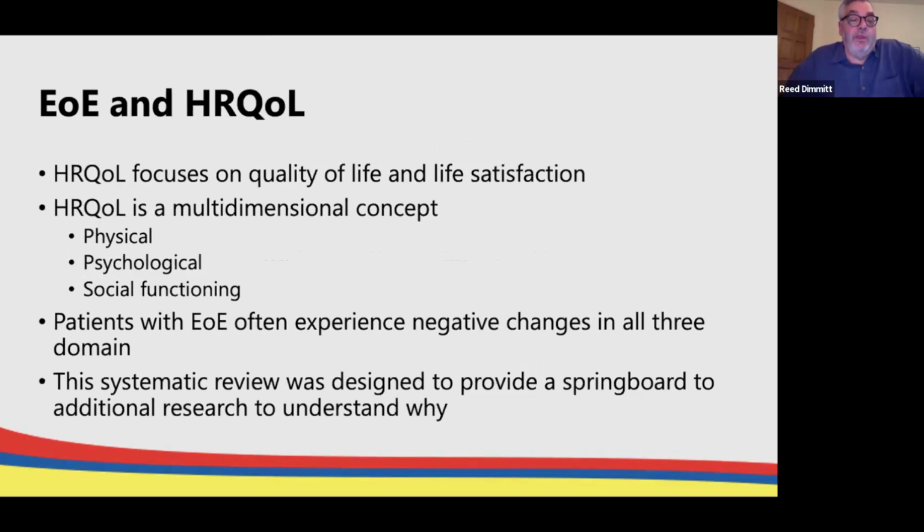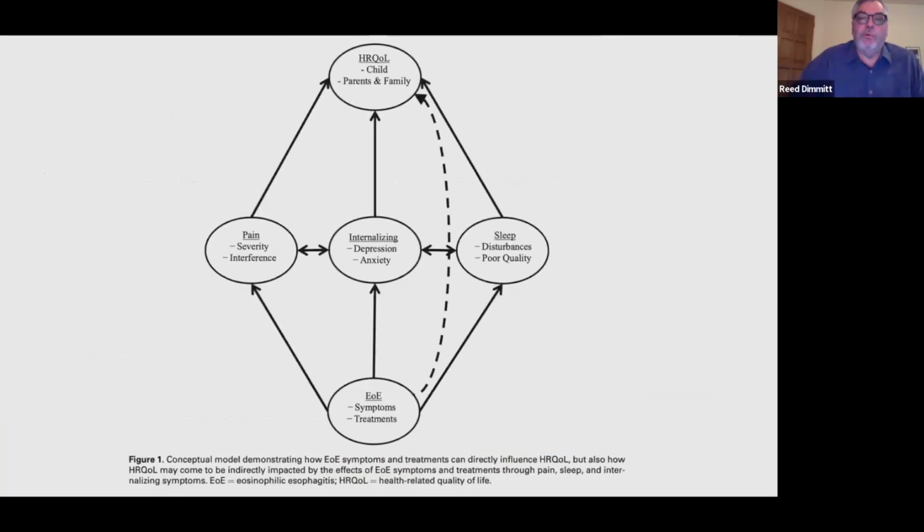And so first, health-related quality of life focuses on quality of life and life satisfaction, and HRQOL is a multi-dimensional concept. It has physical, psychological, and social functioning domains. Patients with EOE often experience negative changes in all three of the domains, and this paper was a systematic review of all the literature up to date that was designed to provide a springboard into additional research to understanding why this is. And so this is a model that we came up with and published in that paper. Basically, we're looking at HRQL of both the family, but also as it relates to the parents and the family. So there's certainly a dynamic interplay there. And these are the things which interfered with high quality of life.